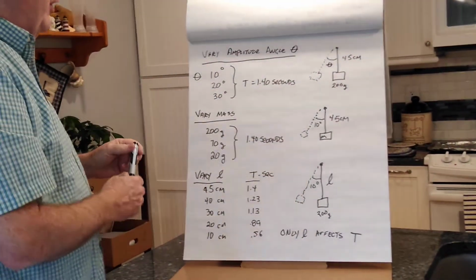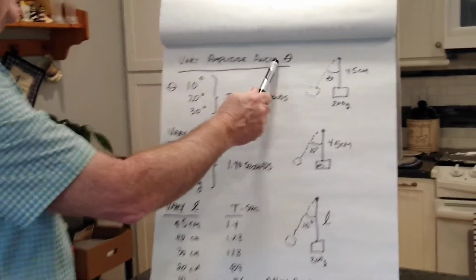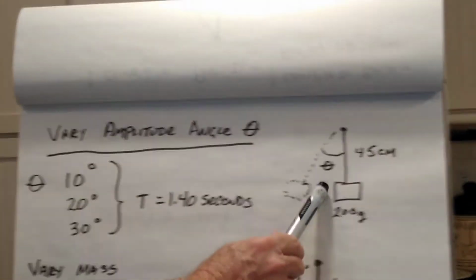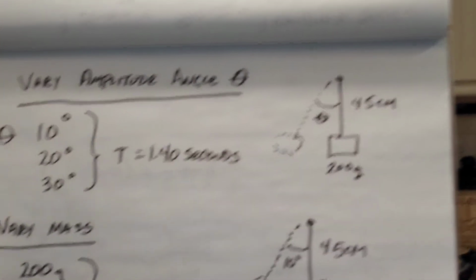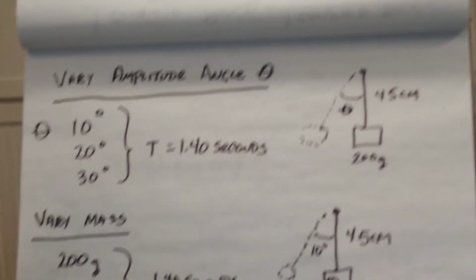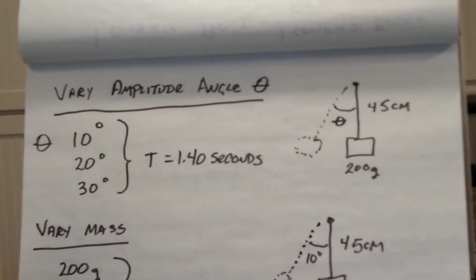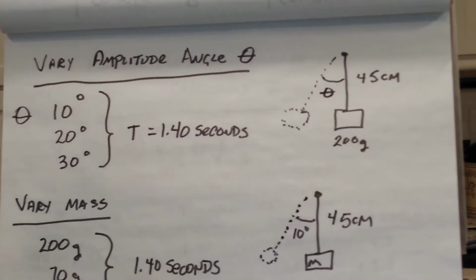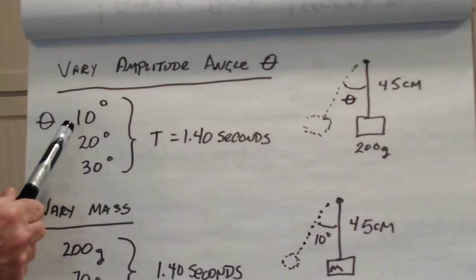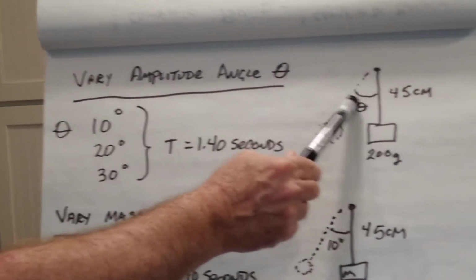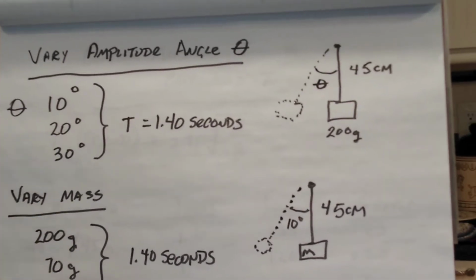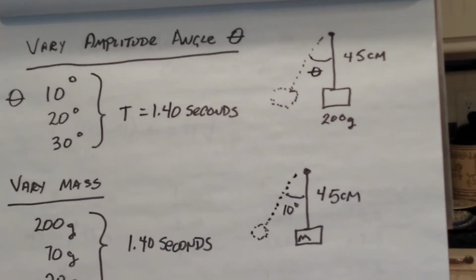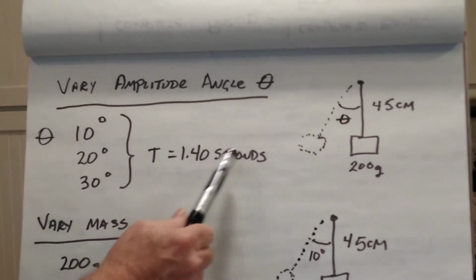Now, in our first variable, we're going to vary the amplitude angle. And that's this angle right here. We'll pull the weight back and let it swing. In this instance, we have a constant mass of 200 grams and a constant arm length of 45 centimeters. But we varied the amplitude angle. First it was 10 degrees, then 20 degrees, then 30 degrees. In all three instances, the period is 1.4 seconds.